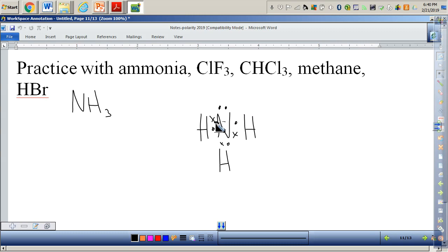I have 3 single bonds and 1 lone pair. Because I have 3 single bonds and 1 lone pair, this is trigonal pyramidal. Just remember, it's really difficult for me to drive my tricycle up the pyramid. So with 1 lone pair, it's trigonal pyramidal, and we should draw it looking like a pyramid if possible.